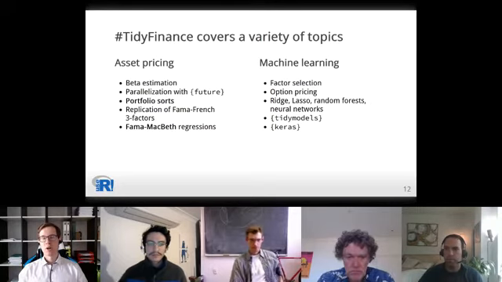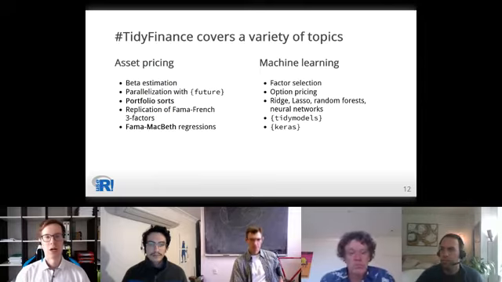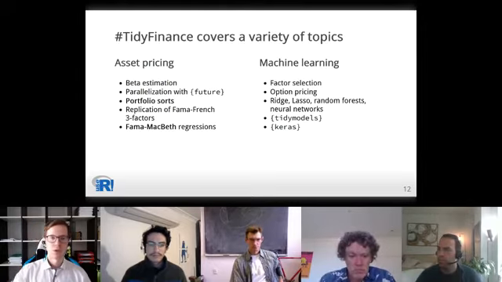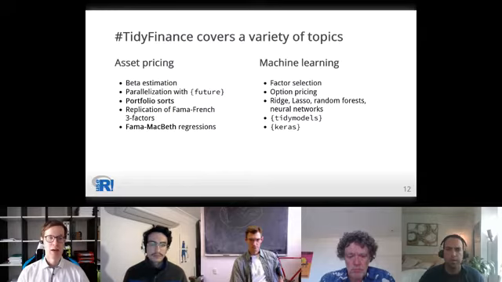Then coming to the more applied finance topics, we cover asset pricing, beta estimation, but also portfolio sorts, and something that has been appreciated by many people. We provide a replication of the Fama-French three factors, which is really something that a lot of master students have to do at some point, which is really something a lot of people do over and over again. The same being said for Fama-MacBeth regressions. Tidy Finance got you covered.